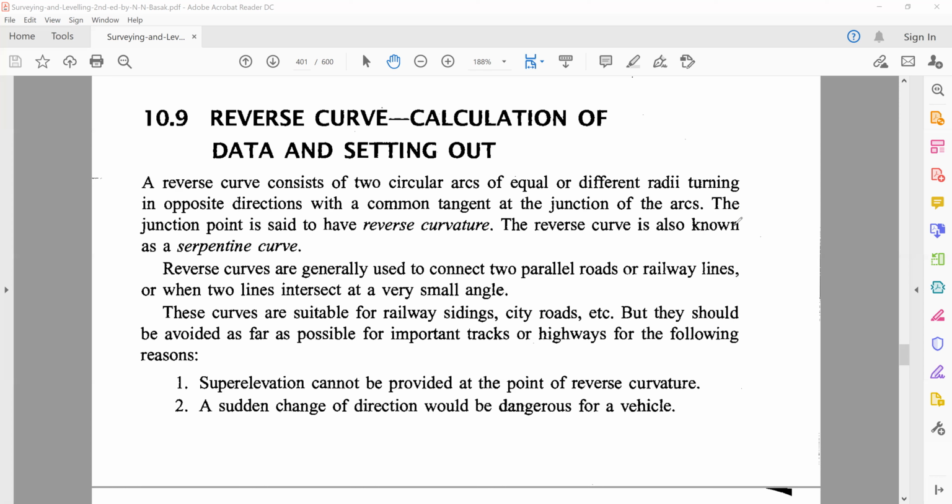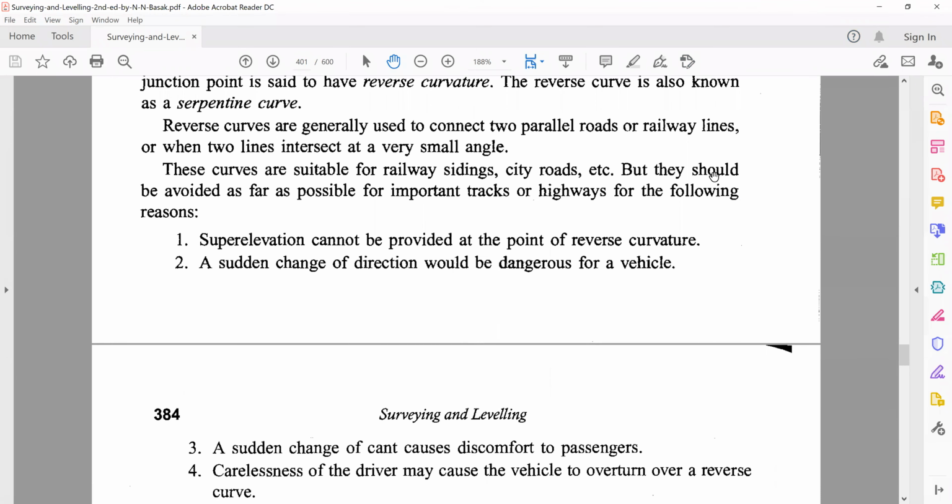So in that sense, reverse curves are generally used to connect two parallel roads or railway lines, or when two lines intersect at a very small angle. We have discussed this. And the curves are suitable for railway siding, city roads, but they should be avoided as far as possible for the following reasons. So they say that these curves should be avoided.